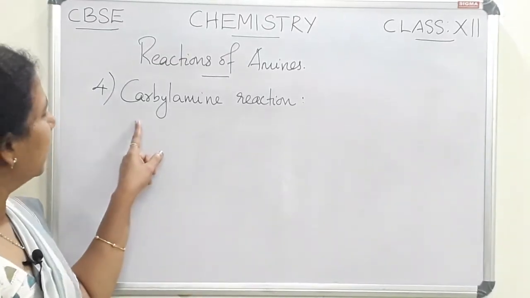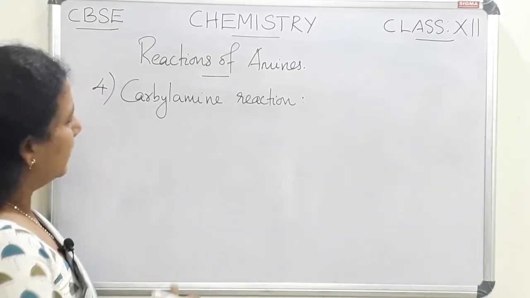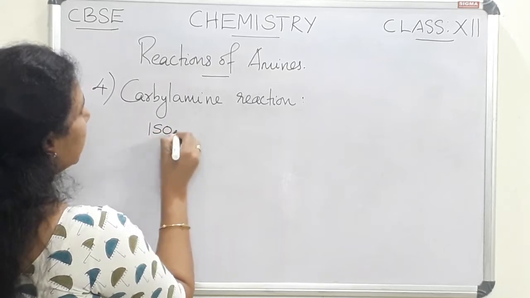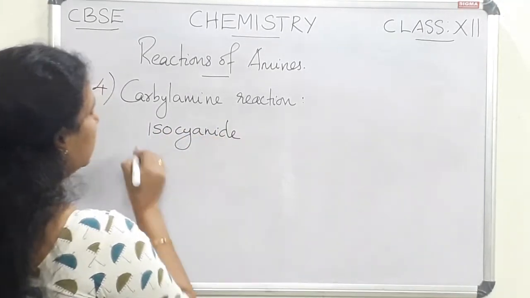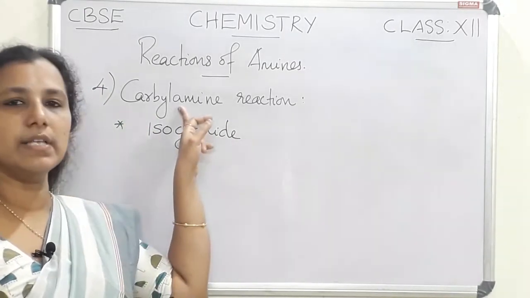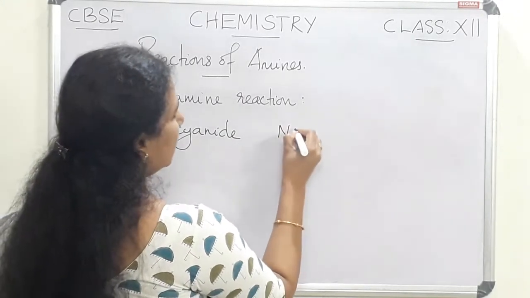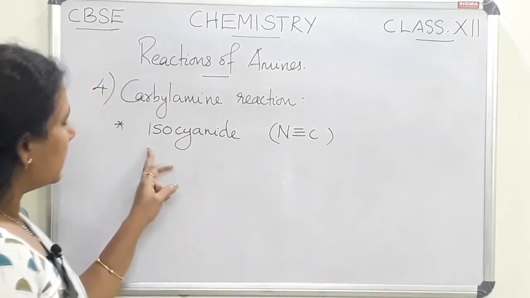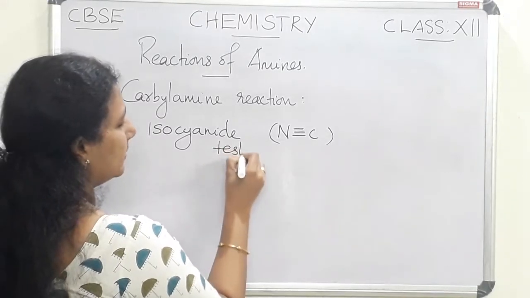The fourth reaction of amine is the carbylamine reaction. This is an important name reaction. What is carbylamine? Carbylamine is otherwise called isocyanide. It is not cyanide, it is isocyanide. So isocyanide is otherwise known as carbylamine. Here the functional group is NC. So this is isocyanide, and this reaction is otherwise known as the isocyanide test.